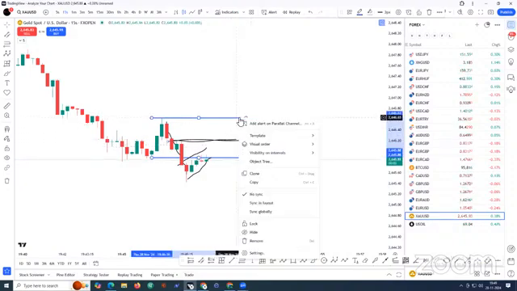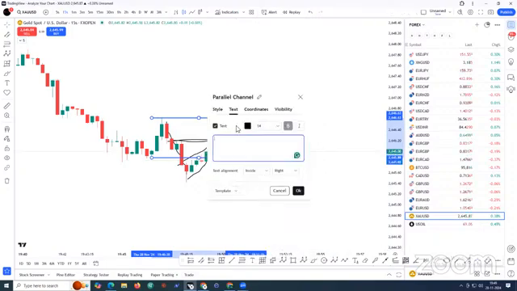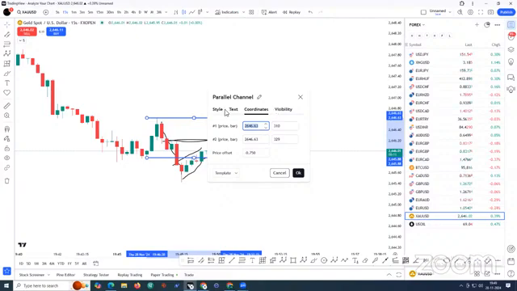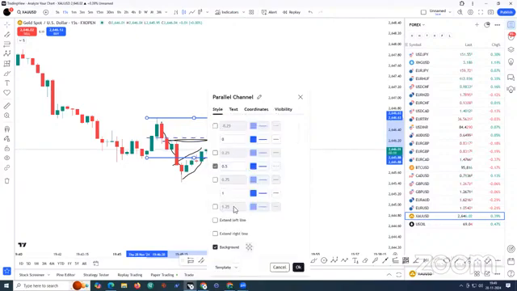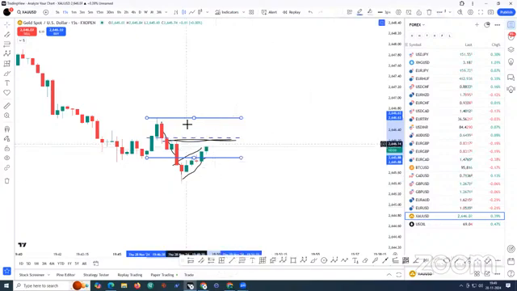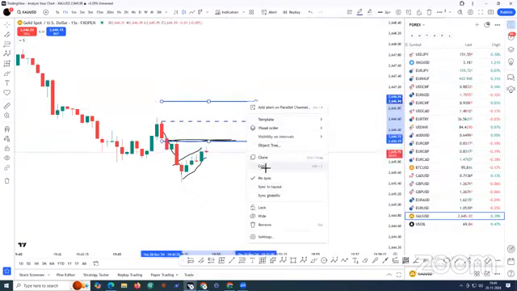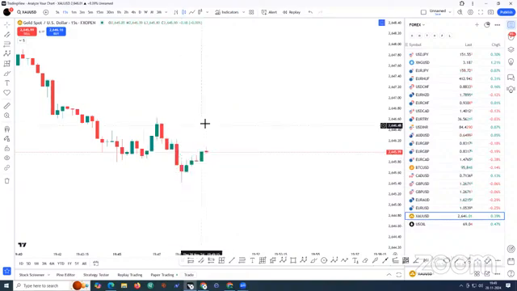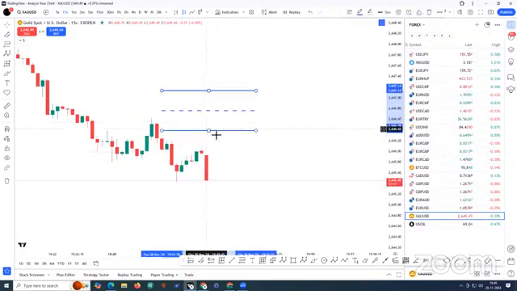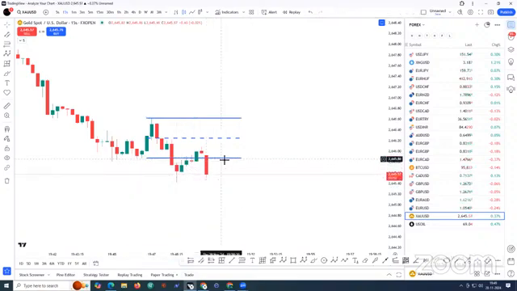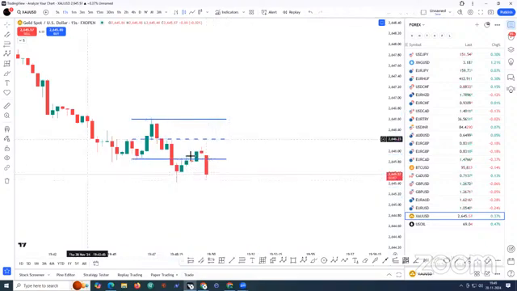Let's say I add a midpoint here, so that will be the middle area, right? So 50%. This dotted line is the 50% area. I just copy it once again, remove it, and paste it once again, so that this will be the previous one, right? So the 50% area.